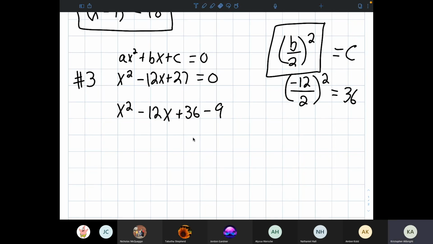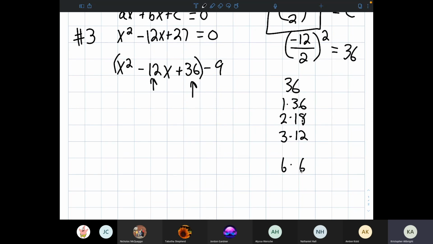We can take and break apart 36. We're just putting these in parentheses, saying 36 is 1 times 36, and we're looking for things that can equal negative 12. 2 times 18, 3 times something, 12. We're still not at things that equal 12. So we're going to need to go all the way down to 6 times 6. You just keep trying these out until you get to 6 and 6. And 6 times 6 is 36, and it's going to give us 12 if they're both negative when we add them. So negative 6 plus negative 6 is negative 12.